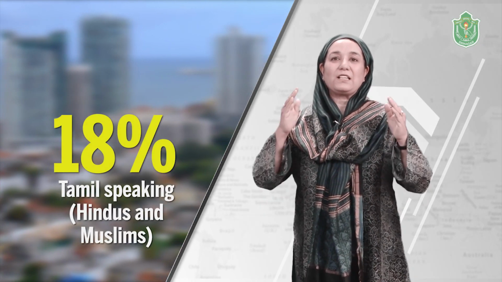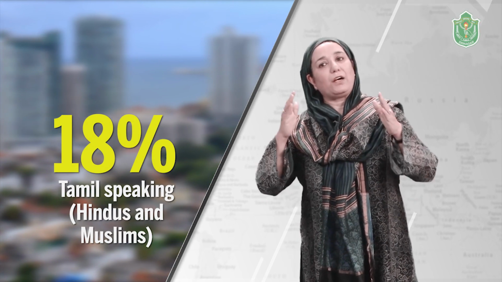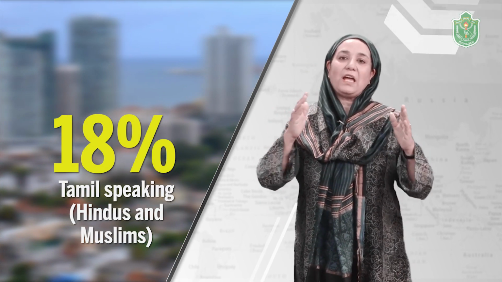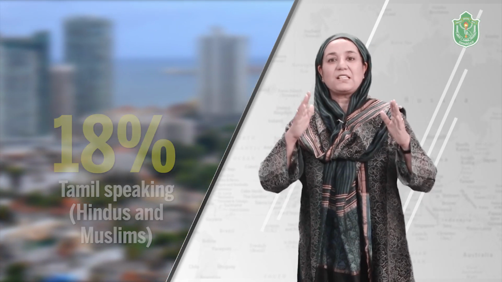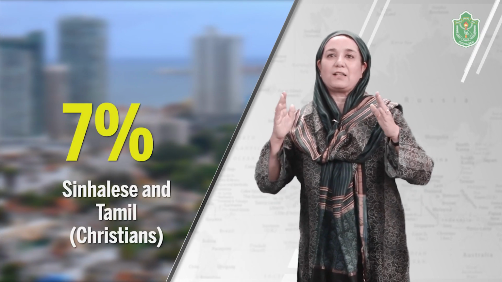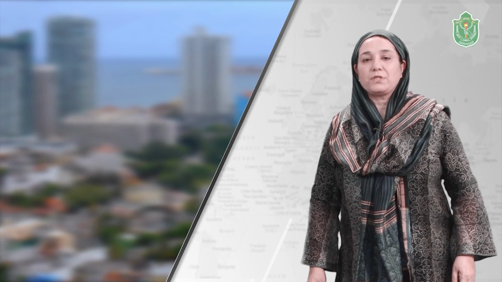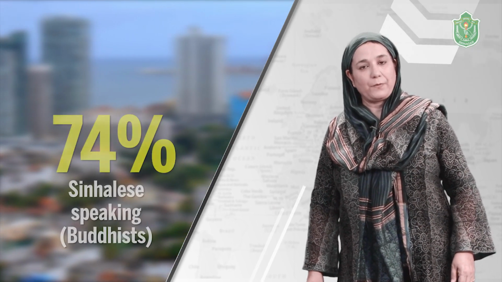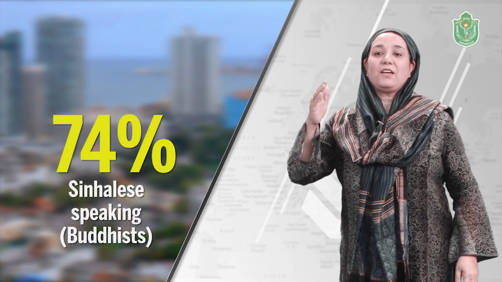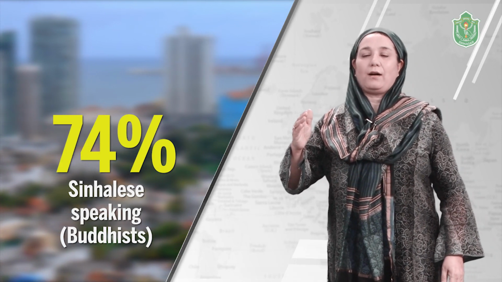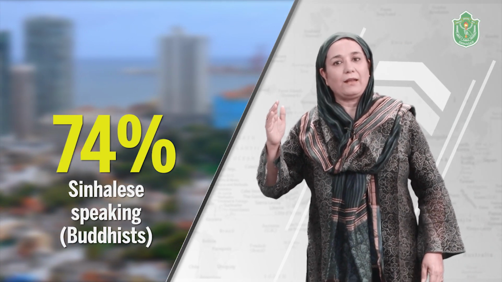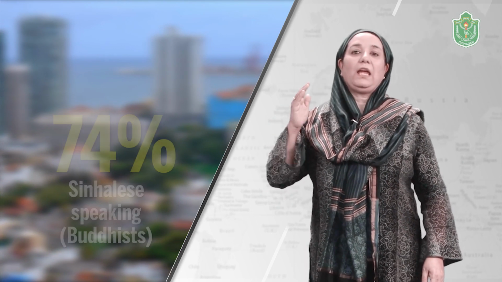18% children are Tamil speaking. They are both Hindus as well as Muslims. 7% children are Christians. Now children, let us discuss the ethnic composition of Sri Lanka. Please remember, 74% are Sinhalese speaking and they are Buddhists.